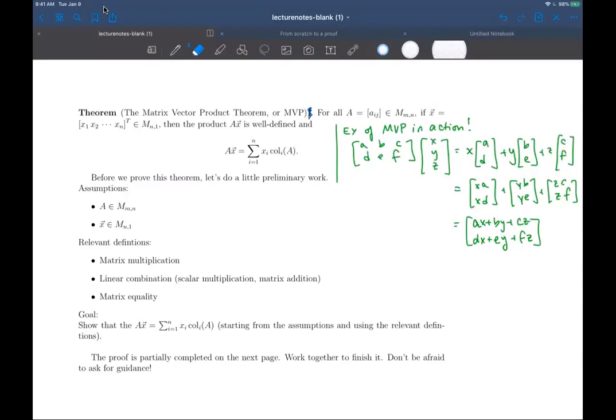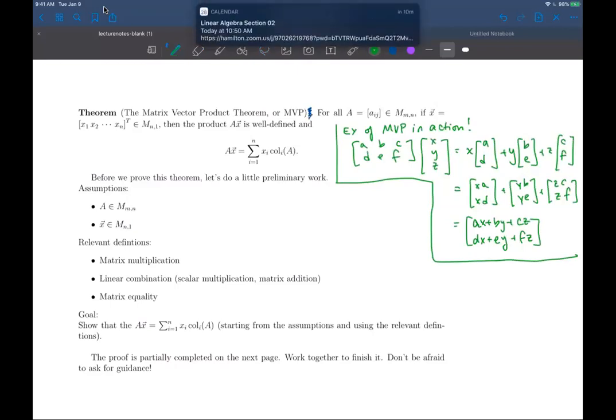Okay, so I want to prove this because we're going to want to use this not so much to actually calculate specific products of matrices, but in fact to prove things about products of matrices. And so in order to start thinking about the proof, I want to think about what are the assumptions that I'm making, what are some relevant definitions that I might need to use in my proof, and what is it that I'm actually trying to show.